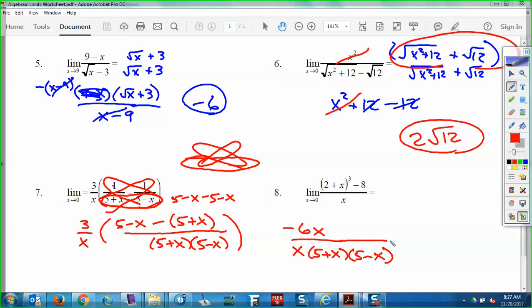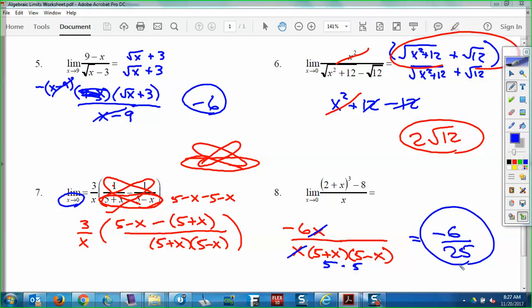Right? So 5 minus x minus 5 minus x, that's minus 2x. Times a 3 is negative 6x, and here I got an x times the bottom. What can I do with those x's? Now I can cancel those x's, and that's a good thing because I want to let x go to 0. So now I can put a 0 there, that'll be 5. Put a 0, that'll be 5. And on top I got negative 6 over 25.